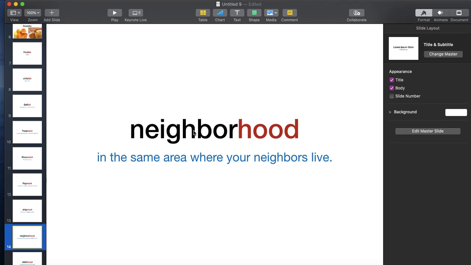Neighborhood. Neighbor is the base word. Hood is the suffix. So neighborhood is the area where your neighbors live. For example, I live on this street, so this is the neighborhood, the area where you and your neighbors live. In your neighborhood you can find a supermarket, a grocery, a bookstore. Here we have the suffix hood. I added it to the base word neighbor, it became neighborhood.